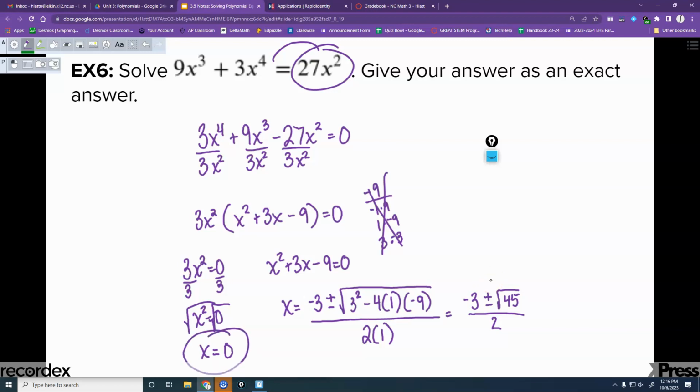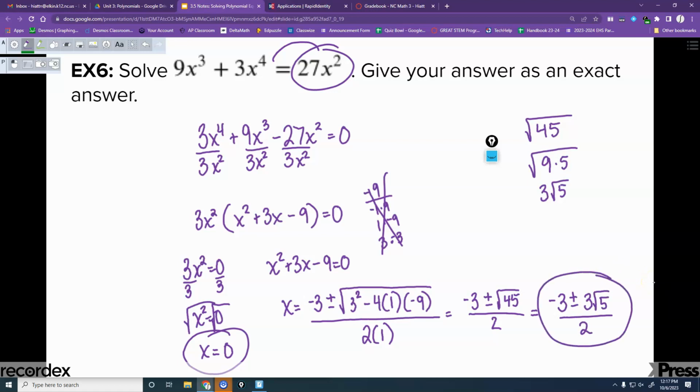So x equals 0 is one of our answers. You're probably going to see square root of 45 broken down. What could you break 45 into? 9 and 5. And what's the square root of 9? 3. 5 we cannot take the square root of, so we'd leave it underneath. So it would look like this, negative 3 plus or minus 3 square root of 5 over 2. So there are your other 2 there.